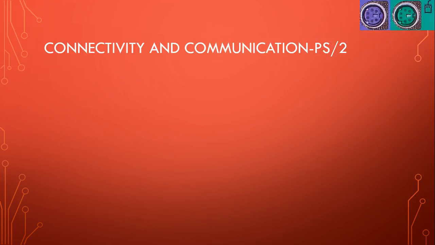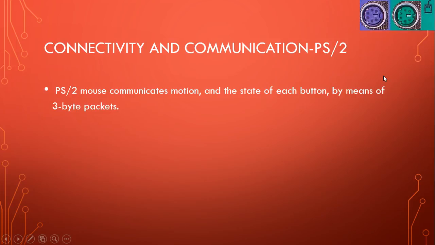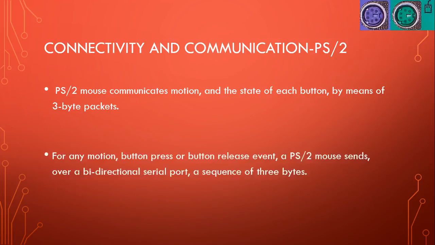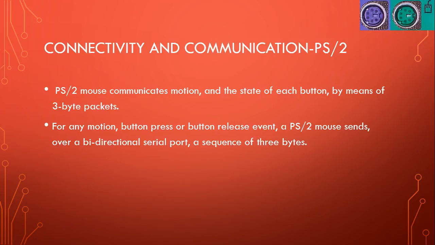All right, real quick, let's talk about connectivity and communication, particularly the PS2. That would be this symbol right up here, the green one right here. The purple one is for a keyboard. Now, a PS2 mouse will communicate motion and the state of each button by means of 3-byte packets that are sent directly into the motherboard. For any motion, button press, or button release event, a PS2 mouse sends over a bidirectional serial port a sequence of 3 bytes, as I already mentioned.